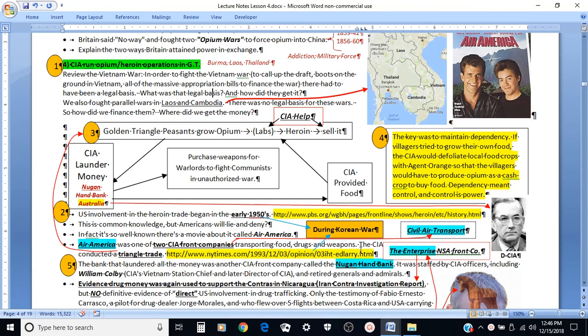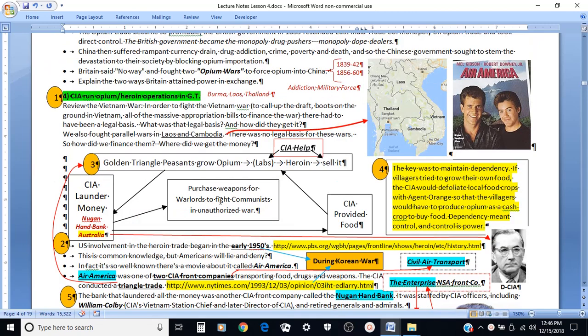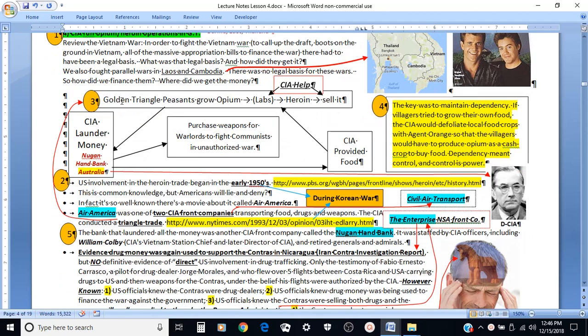Now the CIA conducted a classic triangle trade. All right. Here's some sources you want to look at. There's plenty of sources. This is very readily available. Now, in this triangle trade, you had Golden Triangle peasants growing opium. The key molecule in opium is the morphine they extract, and then it's sent to labs where that morphine is acetylated, a simple chemical process, and from that, morphine is converted into heroin, which is many, many times more potent than morphine, and then they sell the heroin.